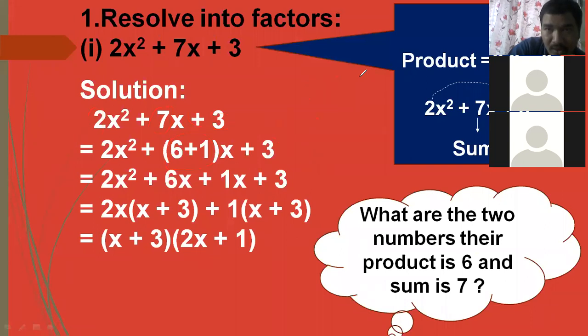You must be clear about this one, the middle one. We have to add these two factors or we have to subtract these two factors. How to know that? I just explained. Okay, children? Now I am going to show you the next question.